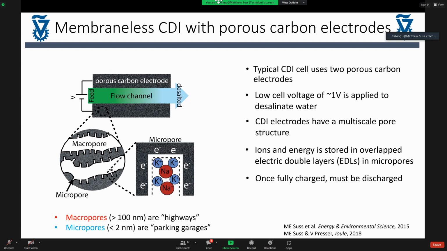I'm sure everybody here knows about it, but we're talking about electrodes with two scales of pore size. We have the macropores, the highways through the electrodes, and the micropores, which are the parking garages where the double layers form and where we store the ions. You can imagine that the micropores, these pores of 2 nanometers and smaller, play a gigantic role in selectivity, and tuning the environment in the micropores really tunes the separations, and we'll talk about that aspect as well. So we'll only be talking about membraneless CDI with porous carbon electrodes in my talk.